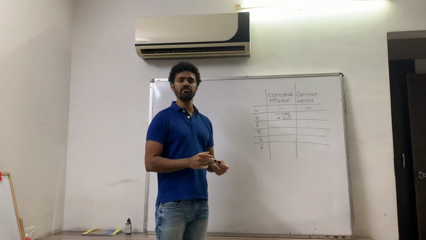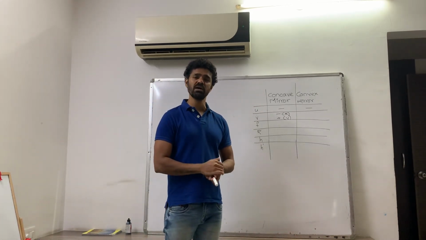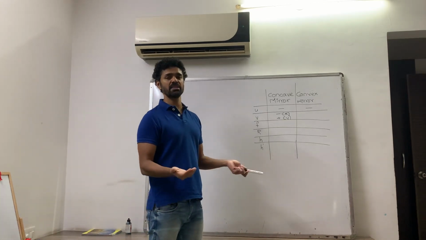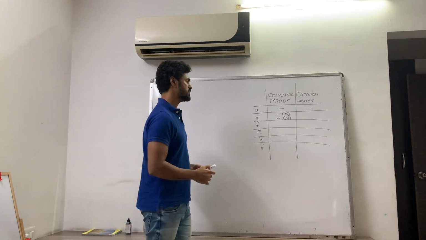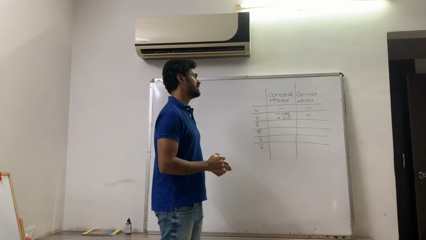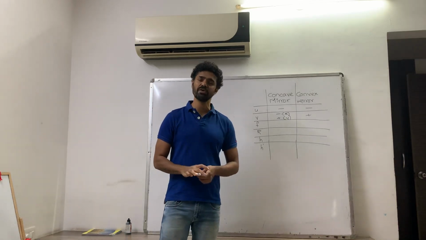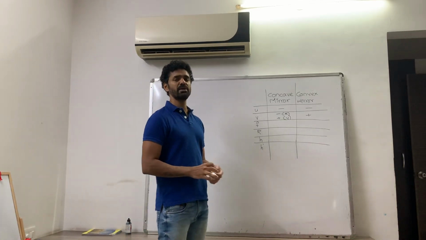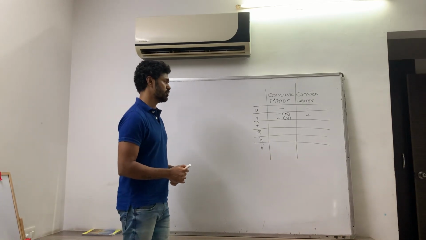Convex mirror, we very well know a convex mirror always gives a virtual image. A virtual image is formed behind the mirror, therefore V should be positive. So for a convex mirror, V is always positive. Why? Because a convex mirror always gives a virtual image, and a virtual image is obtained behind the mirror. So the image distance would be on the right hand side of the pole.